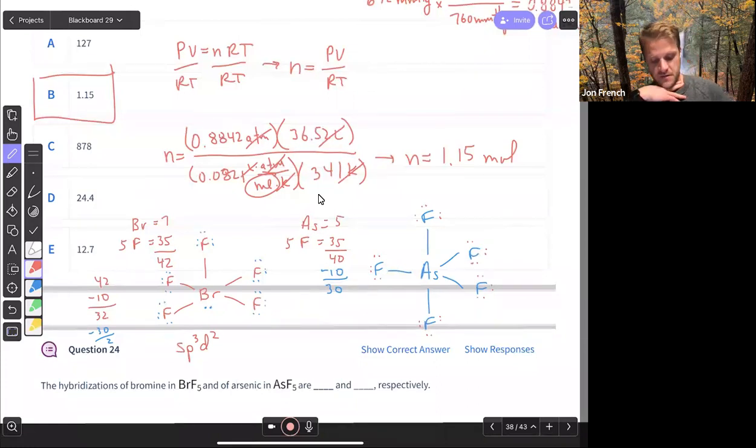As for the arsenic pentafluoride, 5 electron domains, 5 hybrid orbitals. We're just going to be sp3d because of that. For question 24.